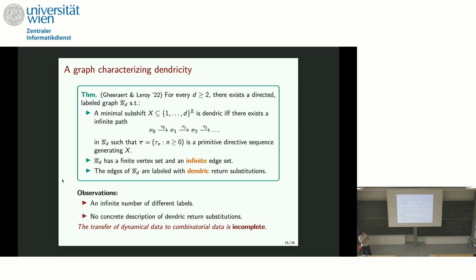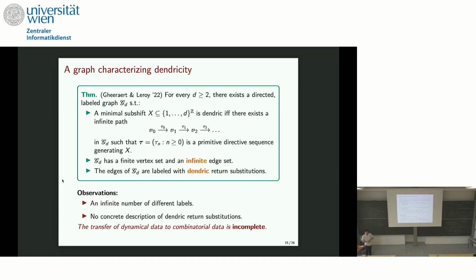The thing here is that although this graph has a finite vertex set, it has infinitely many edges. And moreover, the labels that we need to use here are what they call dendric return substitutions, of which we don't know much. It's very difficult to describe. So in particular, we don't have a concrete description of dendric return substitutions, and in general, we have infinitely many of them. In this particular graph, it is difficult to describe, but the vertices are graphs themselves. They encode the evolution of some graphs similar to Rauzy graphs.